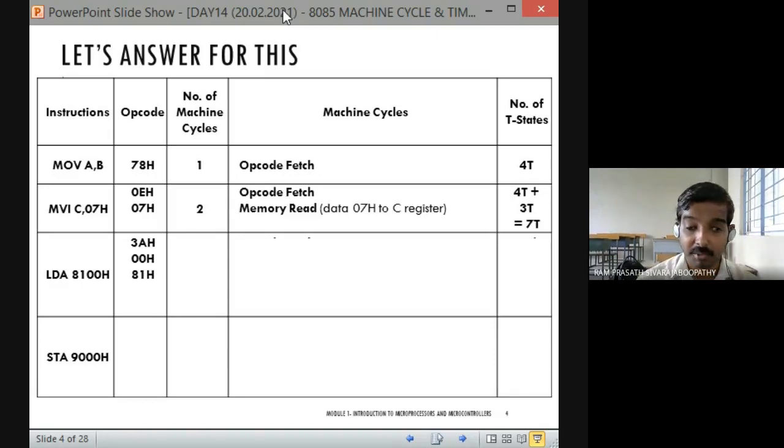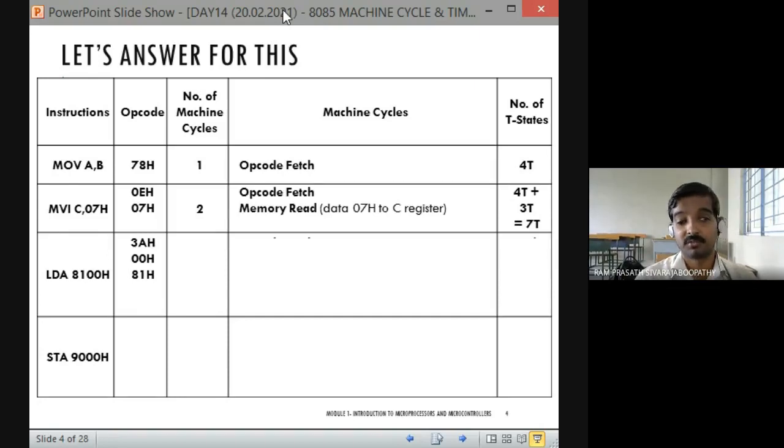See, one thing everyone must understand. Why do we talk about the size of the instruction? Because definitely it decides the number of machine cycles. First instruction, 1 byte: definitely there will be one machine cycle. Second instruction, 2 bytes: definitely minimum 2 machine cycles must be there. Third instruction is 3 bytes: minimum it should have 3 machine cycles. Correct? But how many machine cycles will be involved?